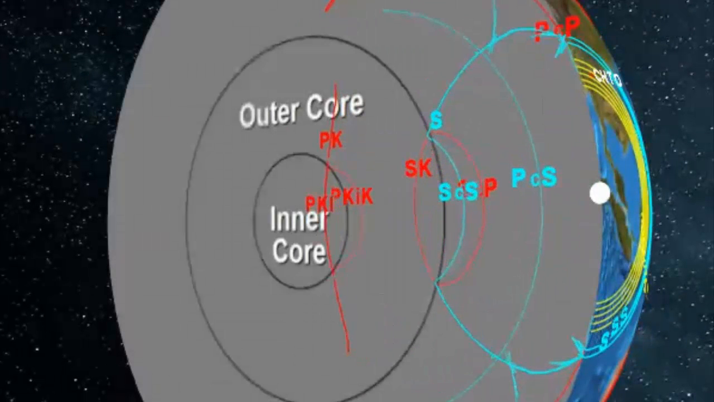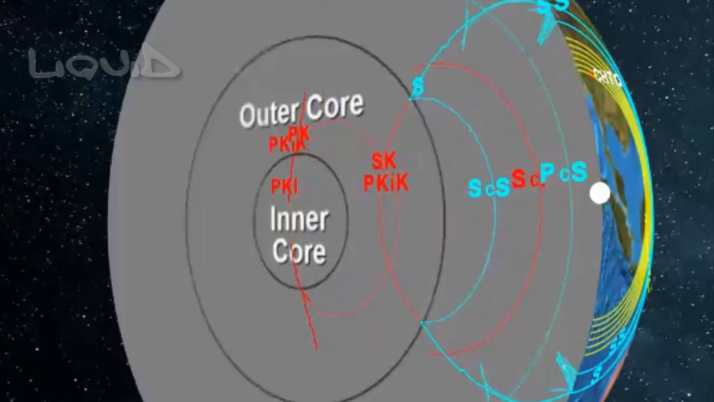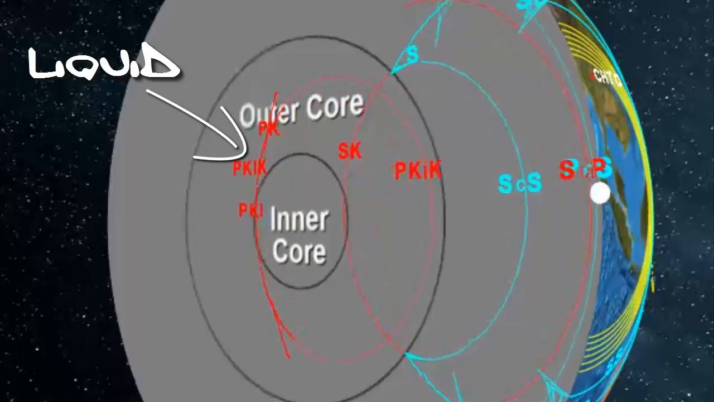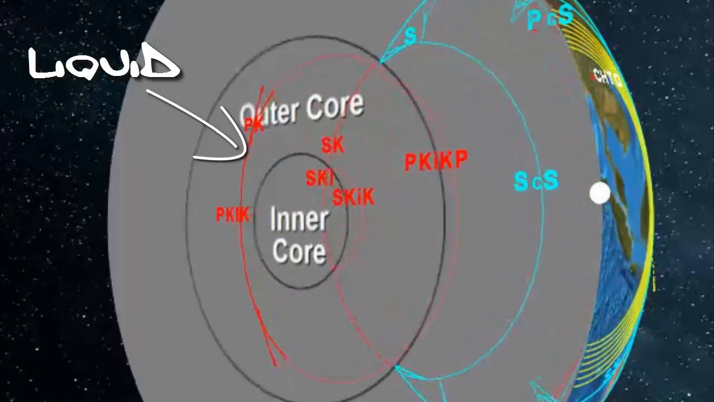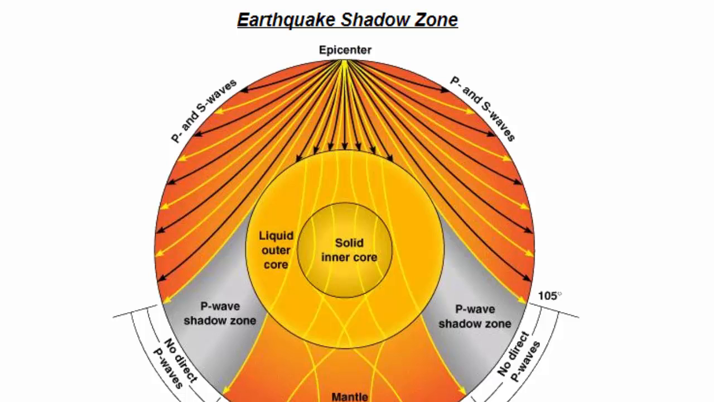Now remember, P waves can go through solids and liquids, but S waves can only go through solids. If S waves cannot go through the outer core, that must mean it is not solid. This is how we know the outer core is liquid. These waves behave differently. Because of this, an area called the shadow zone forms during an earthquake.